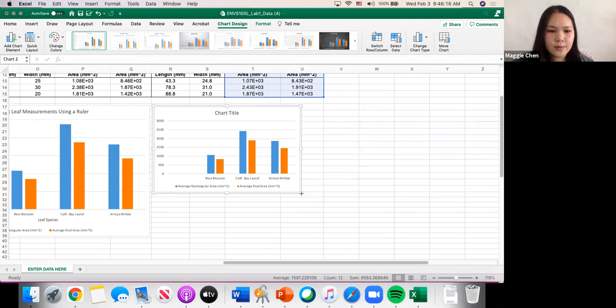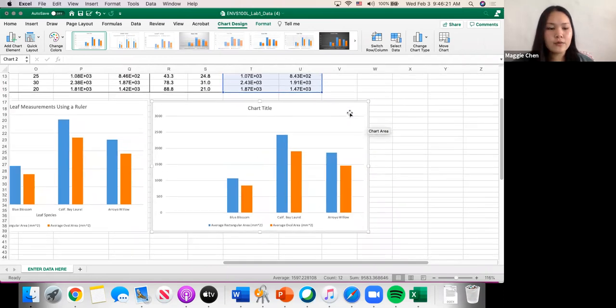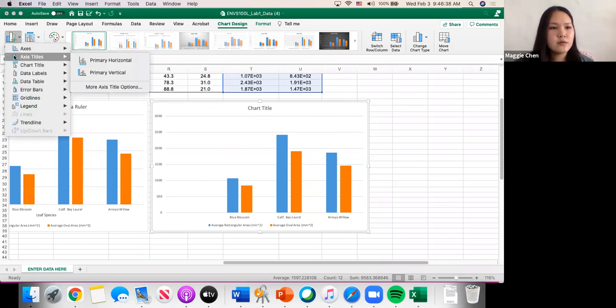So I'll scroll over a little bit more and make our chart a little bit bigger. And again, we're going to want to add in our X and Y axes titles. Once your chart is selected, Chart Design should automatically pop up. Under Add Chart Element, we'll click onto that. On our drop-down menu, right underneath Axes, we'll have Axes Titles. We'll hover over this, and we can add both our primary horizontal and primary vertical. So for our primary horizontal, our x-axis, we'll just select that.